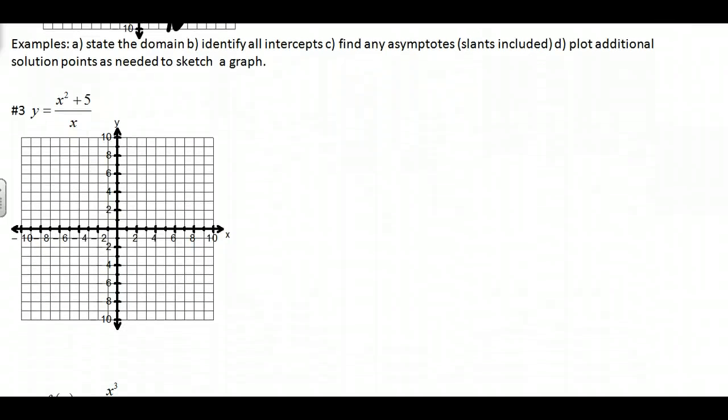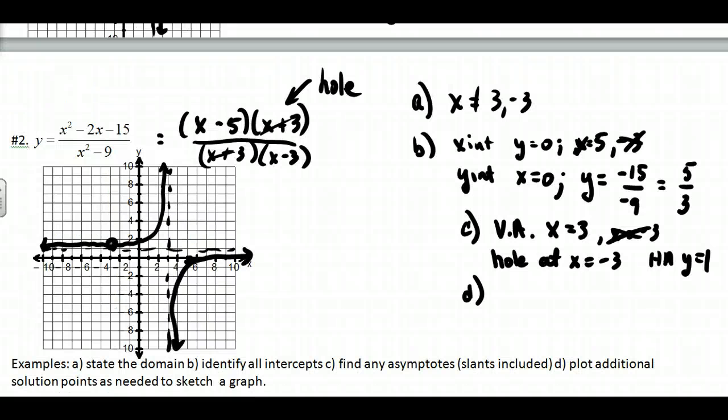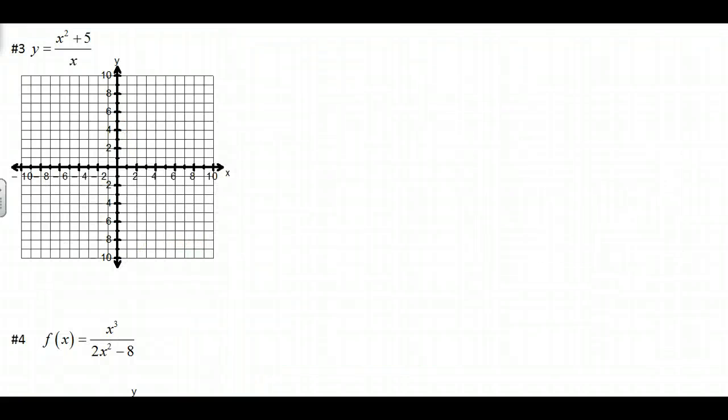Okay, let's look at this one. This one will deal with the slant asymptote. Try to do as much of this as you can, and then come back and I'll explain. Sorry, going back here for a second, I neglected this x-intercept too. Okay, the next one we have to deal with the slant asymptote.